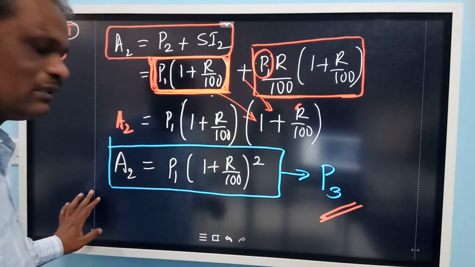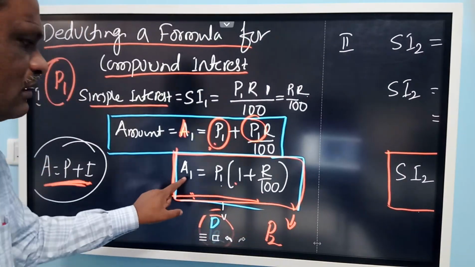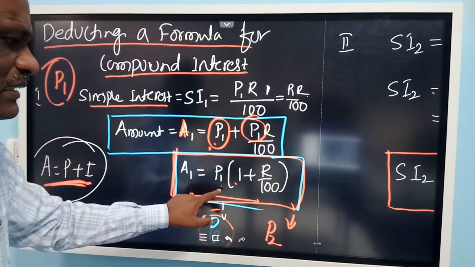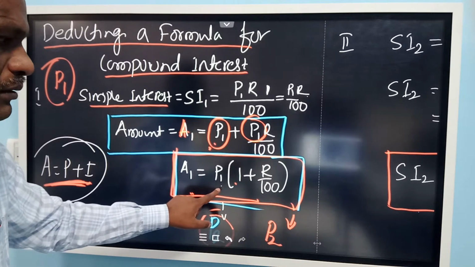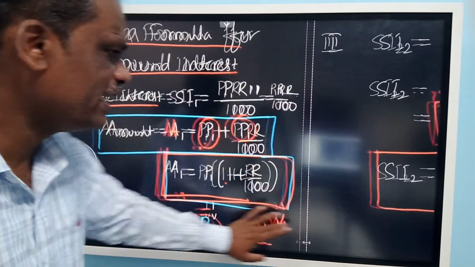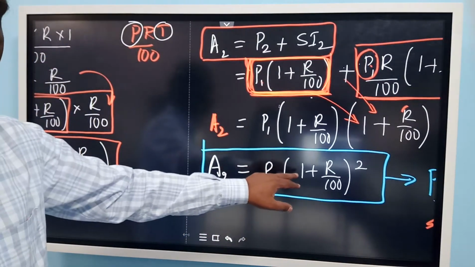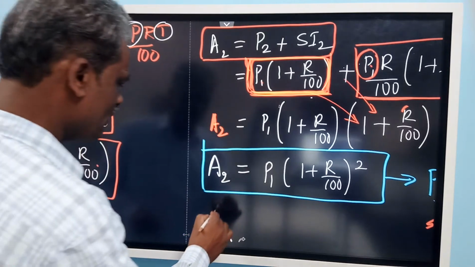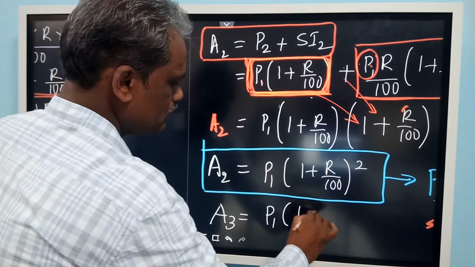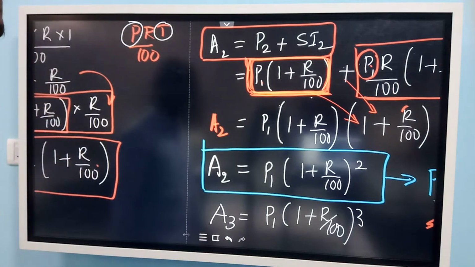See now, look at this. One generalization you can make. Amount at the end of first year, what you got? A1. Look at this. A1 is equal to what is the answer you are getting? P1 into 1 plus R by 100. Remember this. A1 is equal to P1 into 1 plus R by 100. A2 is equal to P1 into 1 plus R by 100 whole square. Now come on, tell me what is A3 now? Generalize. 1 plus R by 100 all to the power 3. A4.